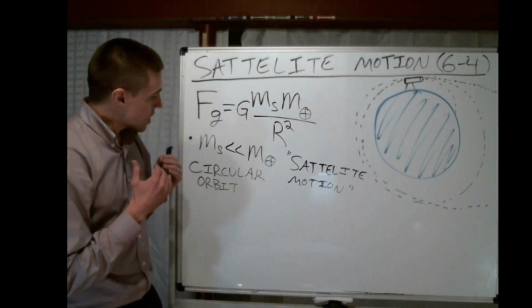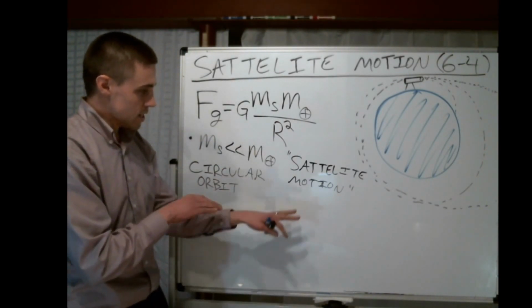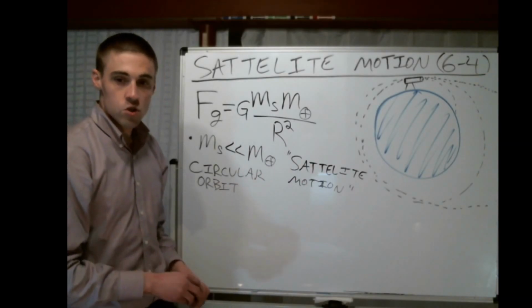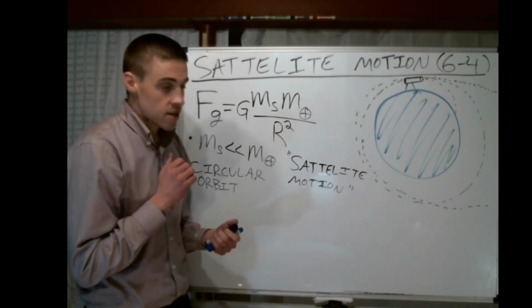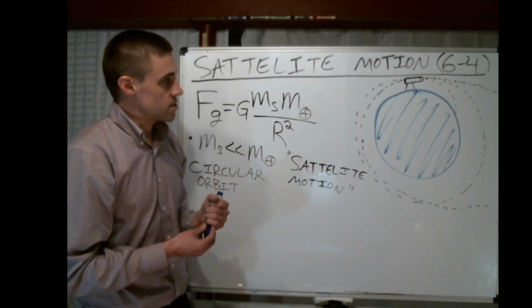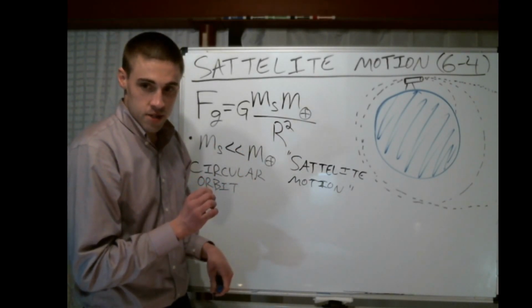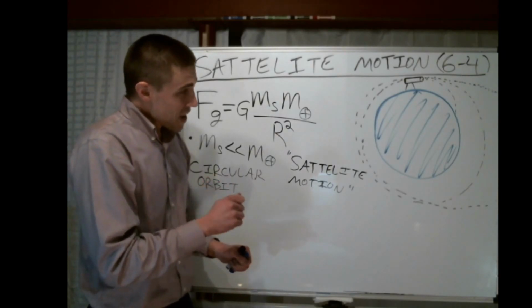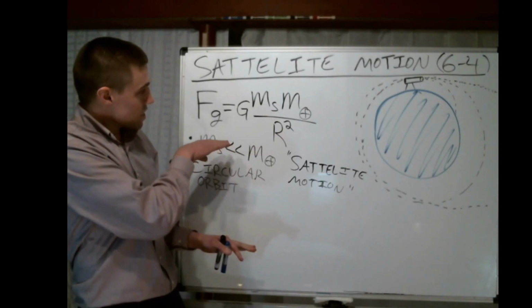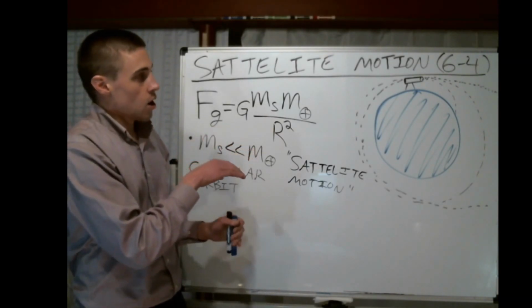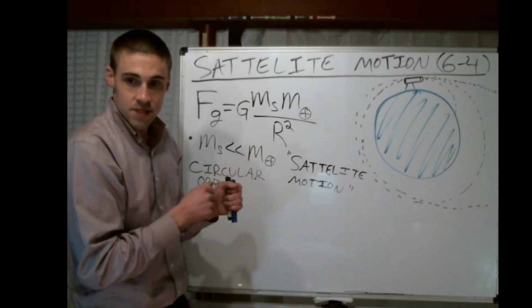So this approximation of satellite motion gives you a perfectly circular orbit. And that's really nice. It simplifies things a lot. It's a very good approximation. Although, in fact, all gravitationally bound orbits are in fact ellipses.